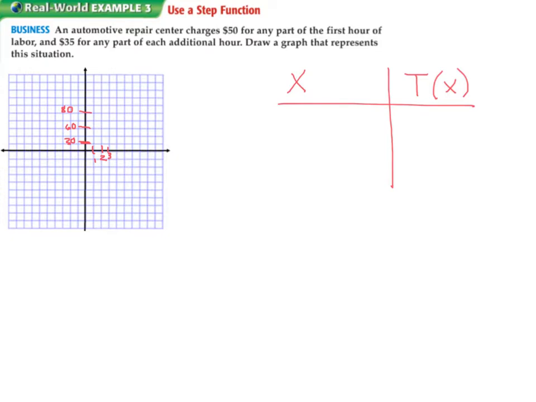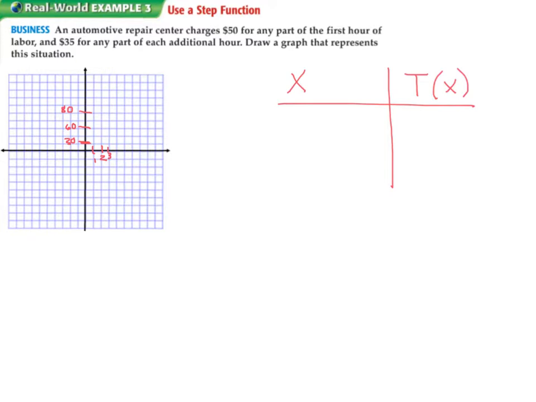So looking at our real-world example, we're looking at an automotive repair center charging $50 for any part of the first hour of labor and $35 for any part of each additional hour. Now this is pretty standard if you go to have your car worked on. They're going to charge you pretty much a flat rate. So that means if they work on your car for a half hour or for 58 minutes, 30 minutes compared to 58 minutes, they're going to charge you that same amount. So if we look at this, this is actually going to be a step function, which is a type of piecewise function. And we have to figure out how much they're going to charge us.